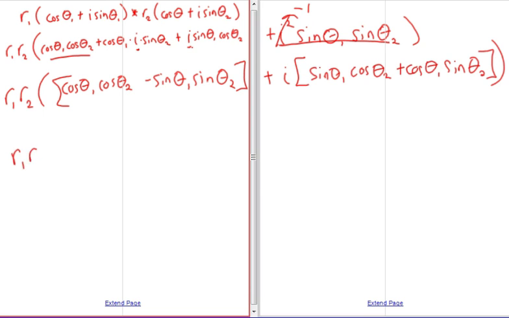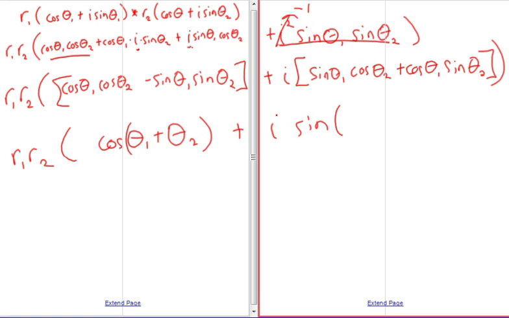Now if you remember from your trig formula chart, this expression right here, cosine of two different angles minus the product of the sines of those two angles, is equivalent to the cosine of the sum of those two angles. And this over here is the sum formula for sine. So this is the cosine of the sum and the sine of the sum. And this is actually our formula right here. I probably should have boxed it or something.